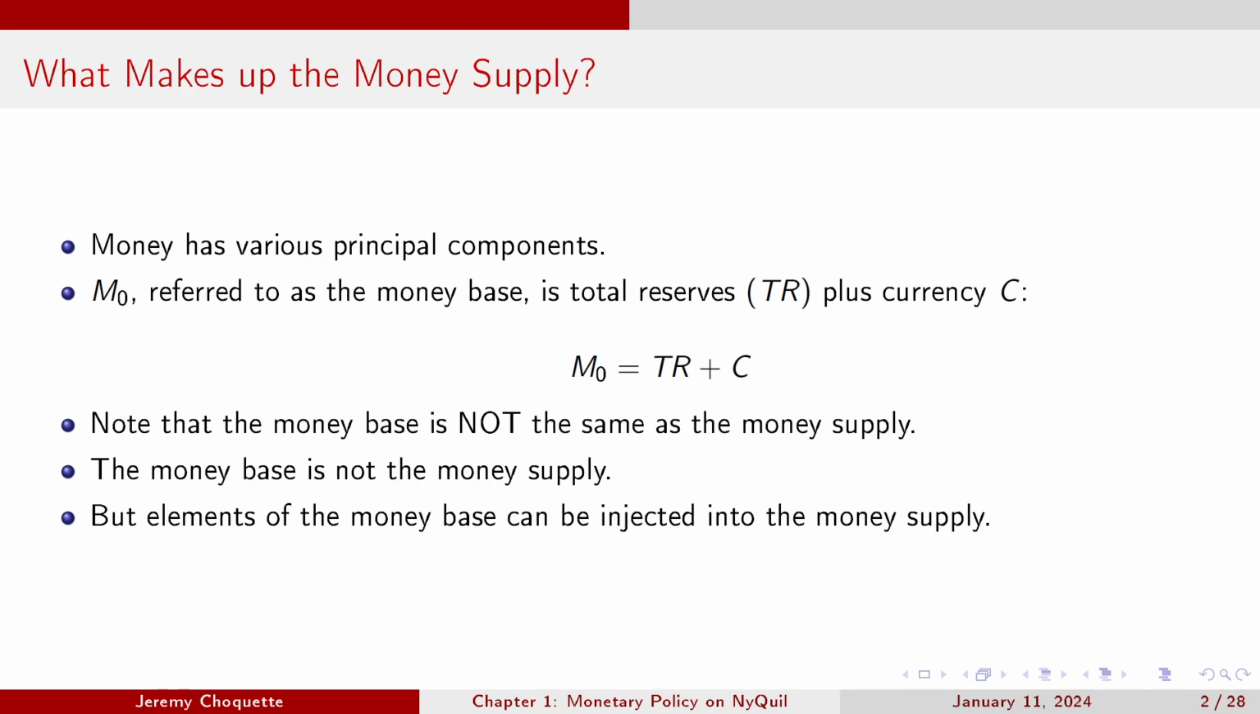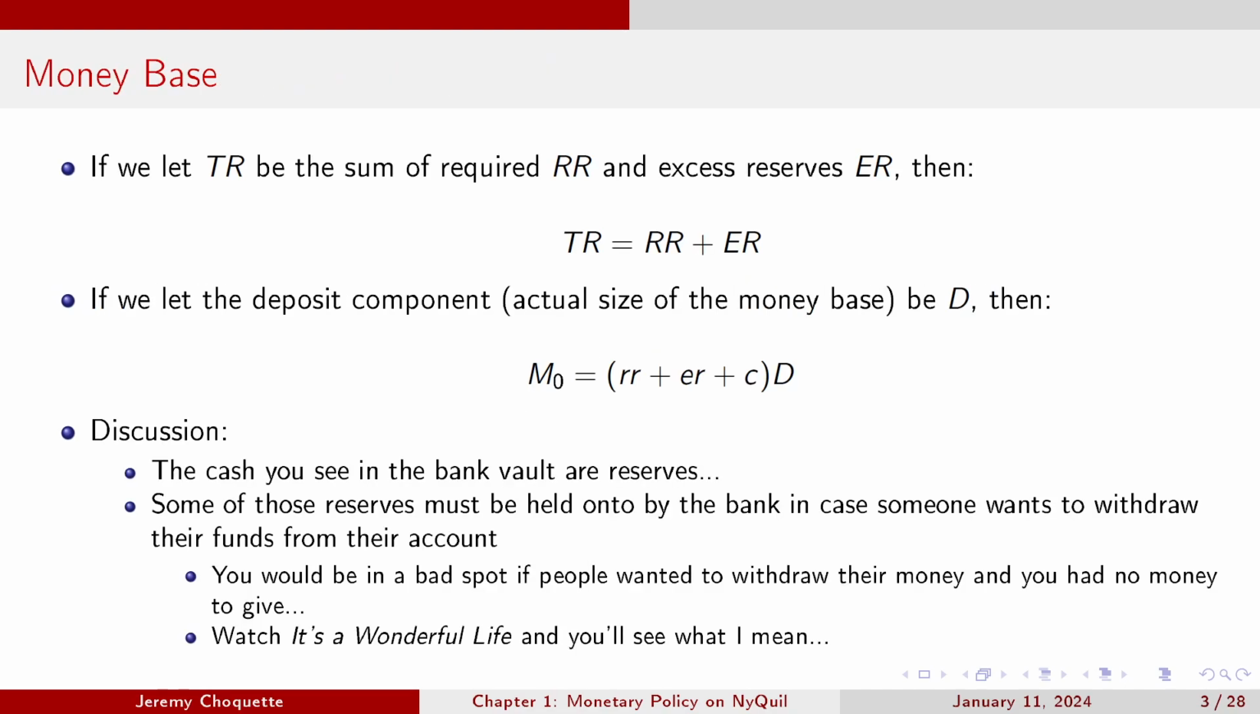Now we're going to be talking about what makes up the money supply. Money has various principal components. What we think of as M naught is the money base, and it is the sum of reserves plus currency. Note that the money base is not the same as the money supply. So the money base is not the money supply. Elements of the money base can be injected into the money supply, however.